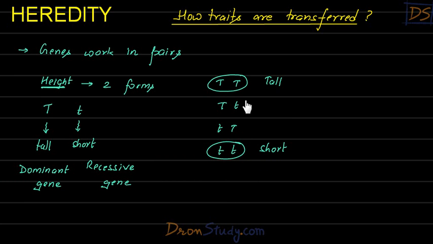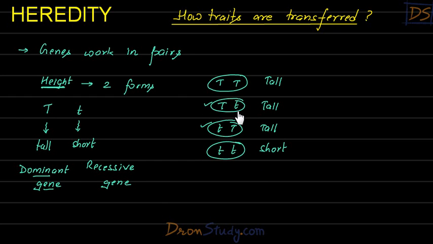But students, what happens in these two cases where one gene is capital T, another is small t? You will be surprised that even in these two cases, the person will be tall. Why, students? When there are two genes, then the dominant gene will decide the characteristic, and the recessive gene will not be able to do anything. But only when there are two recessive genes, it can control the property. It will make the person short. You understand? Right?